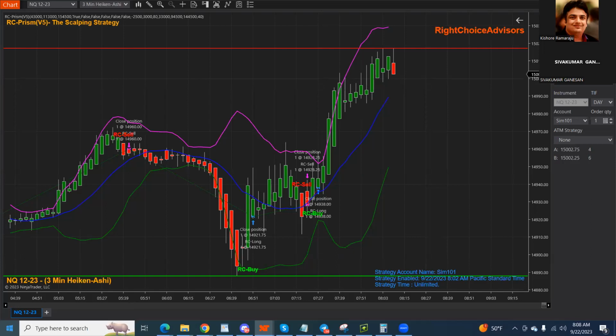Finally, it seems a red candle is forming. I think finally bulls are losing control to bears now. But let's wait for the candle to close. If the candle closes, then we can buy puts.